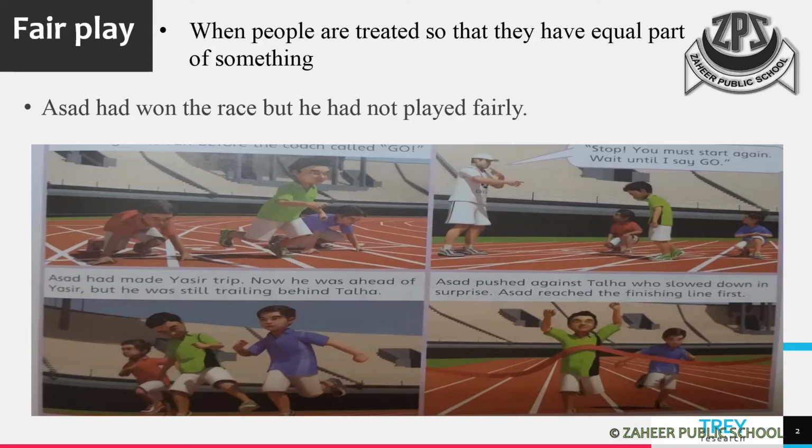Fair. Fair means when people are treated so that they have an equal chance or an equal part of something. In this chapter, the boy Asad won the race, but he did not play it fairly. You can see in this picture, he did many unfair things which he should not do.